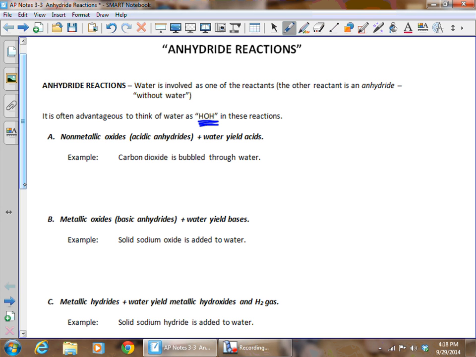Now these anhydride reactions are very rule-based, so you really need to know your rules on this when it comes time for these quizzes and for doing the worksheet. So if we've got CO2 and it's reacting with water, remember water is one of the reactants in an anhydride reaction. What this is going to do is actually combine together, and what we're going to end up with is H2CO3.